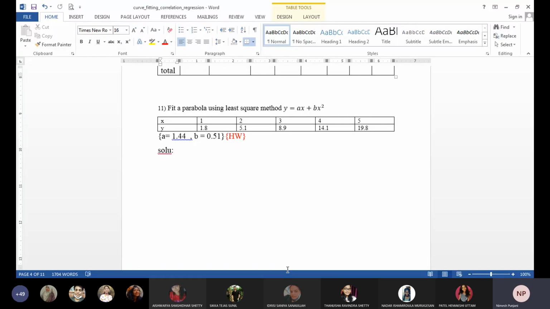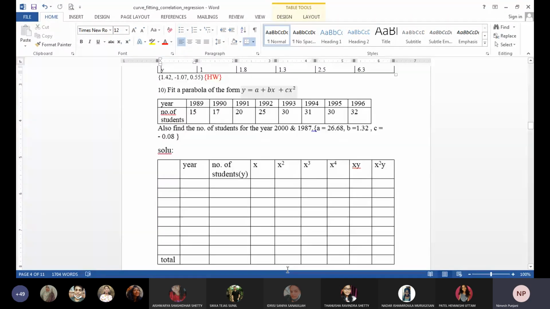So we come to sum number 10. Now see sum number 10, what it says, we have to fit a parabola of the form a plus bx plus cx square for the given data, where the year is given and number of students are given. We have to also find the number of students for the year 2000 and for the year 1987. Okay, for the year 2000 and 1987 के लिए अपने को y का वैल्यू फाइंड आउट करना है.